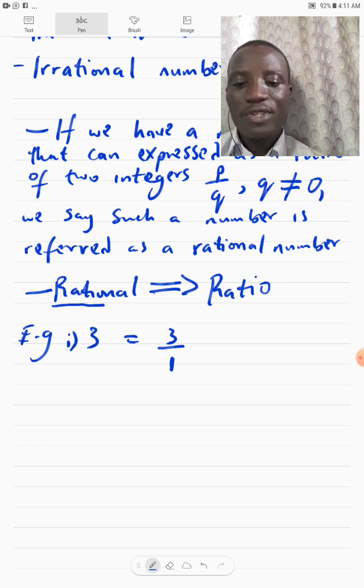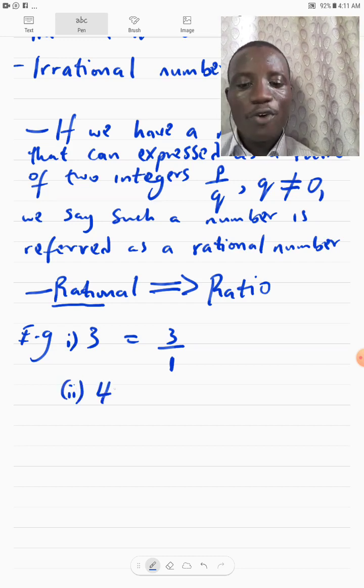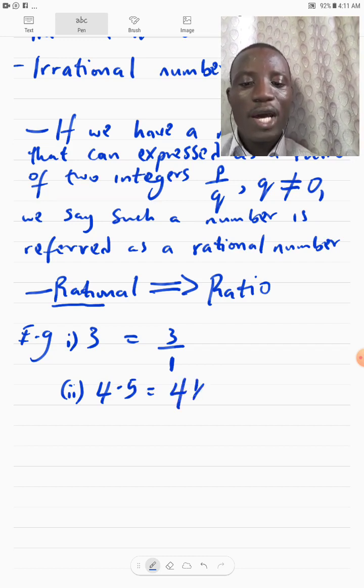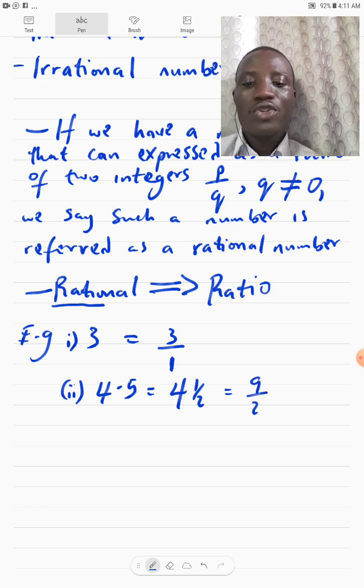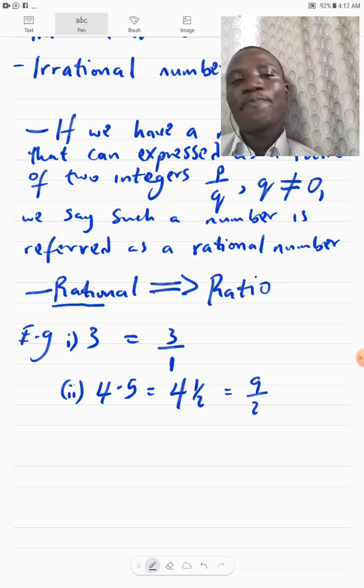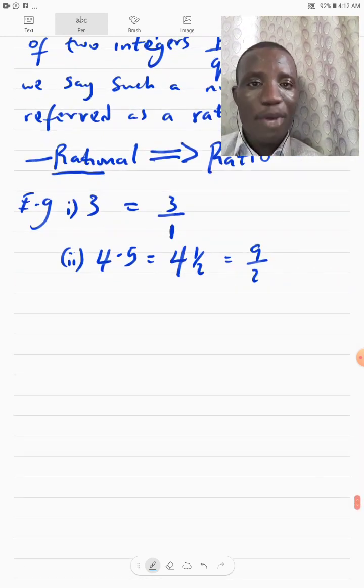Another example of a rational number is 4.5. 4.5 simply means 4.5, which will give me 9/2. So 4.5 can be expressed as a ratio of 9 to 2, or can be expressed as 9/2. So we say 4.5 is a rational number. So this is what you need to know about rational numbers.